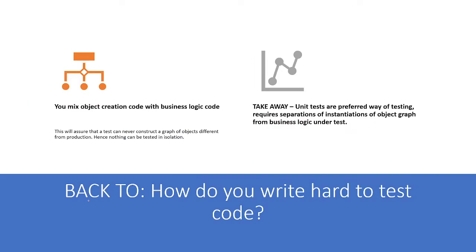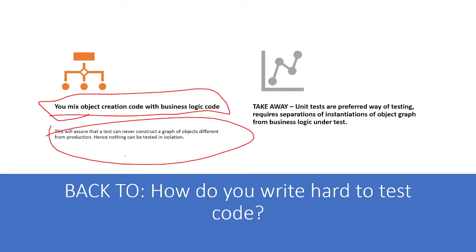All right, so back to the original question that we started with, which was how do you write hard to test code? Well, you mix object creation code and business logic code. We're creating the object and mixing that same code with how it's working. This will assure that the test can never construct a graph of objects different from production, hence nothing can be tested in isolation. We're testing the whole system, and that's not good.